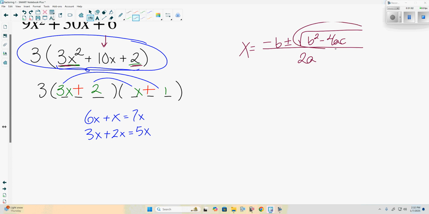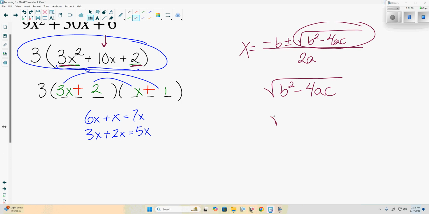Now, if this square root gives us radicals, that means it's not going to factor. If it gives us i terms, it's not going to factor. So what that tells us is I can take the square root of b squared minus 4ac from any of these quadratics, and if I get a nice number, a number without a radical or i, it means it factors. If I don't, it means it doesn't.